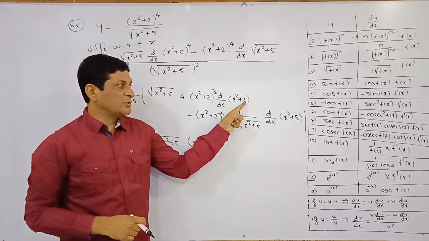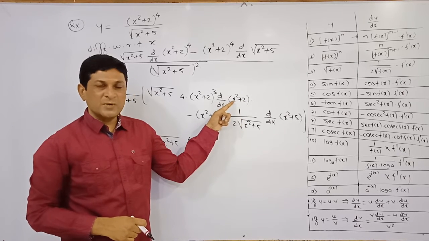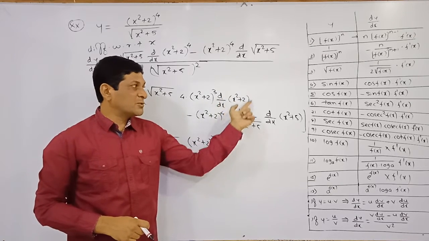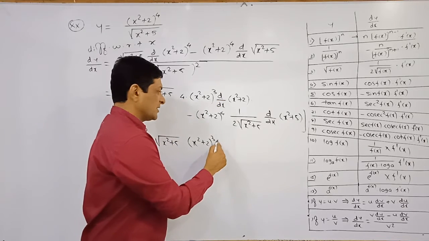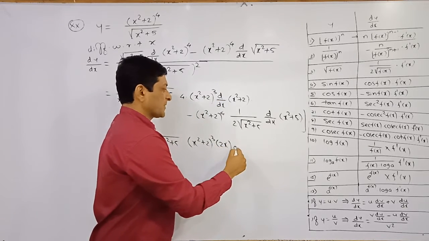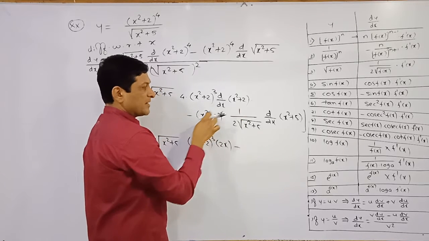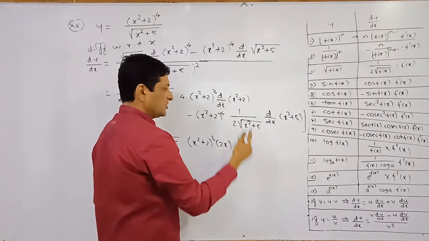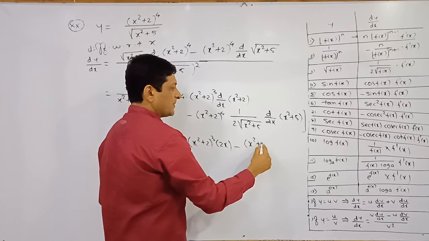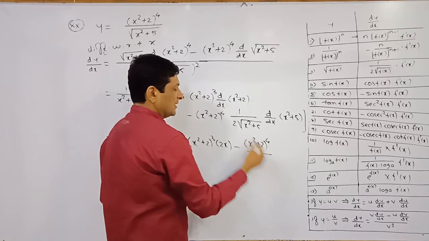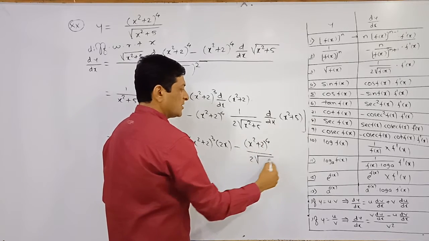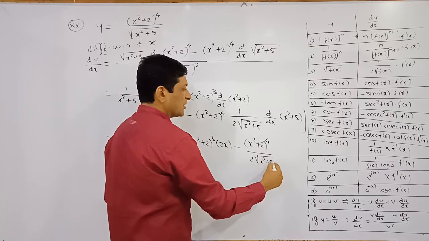So derivative of 2 is constant term and derivative of x square is what? 2x. Means derivative of this whole term will be equals to 2x. So here we will get 2x minus, minus keep it as it is, take the product of these two terms. So here product of these two terms will be x square plus 2 raised to power 4. In the denominator 2 under root x square plus 5, keep it as it is.